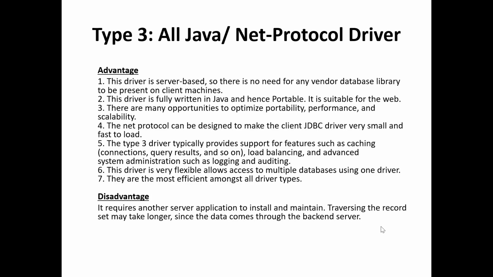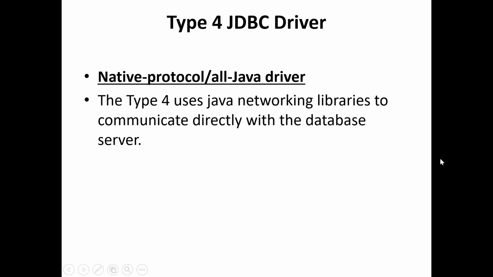So what is this? It is also known as native protocol or all Java driver. It's completely written in Java. It is also known as a thin driver. Type 4 uses Java networking libraries to communicate directly with the database server. So this driver is directly talking to the database. There is no middle tier server. There is no type 1, 2 or any other. Nothing is there. So directly it is talking to the database. That is why it is the fastest driver among all the drivers in JDBC.